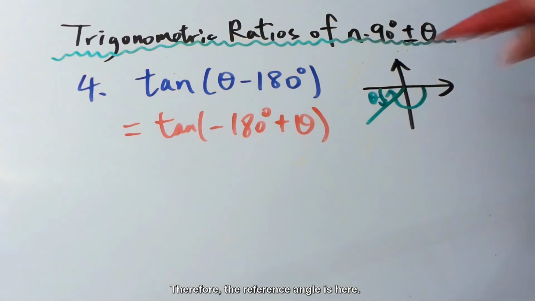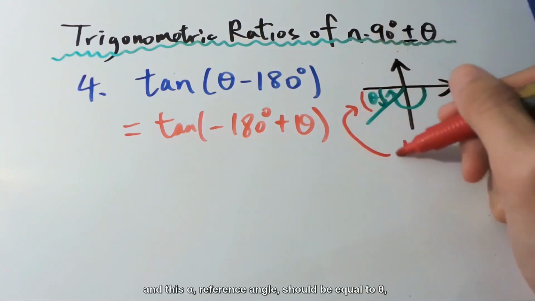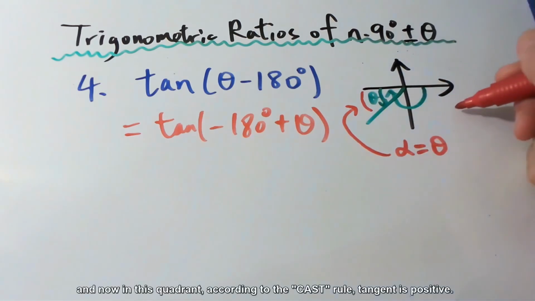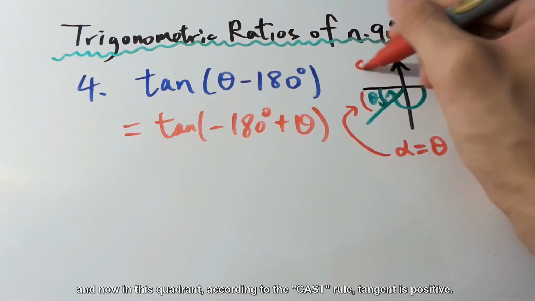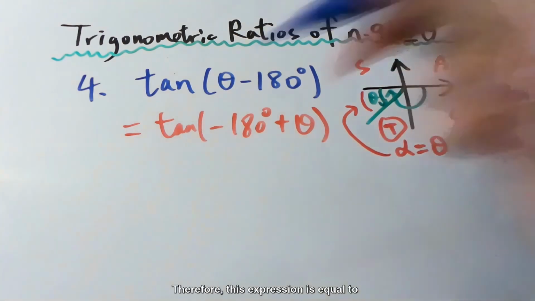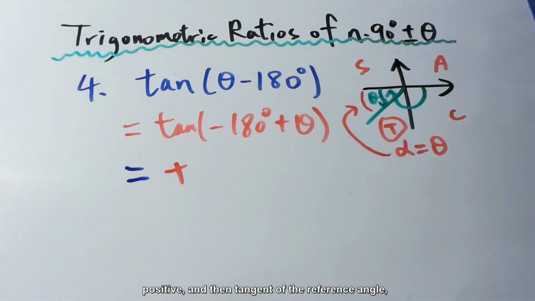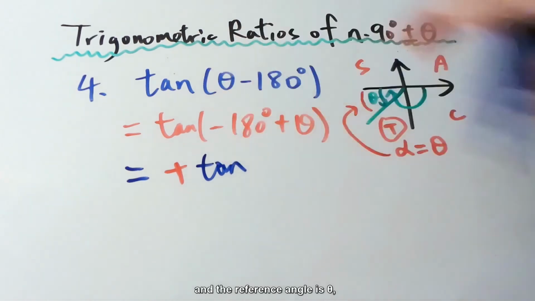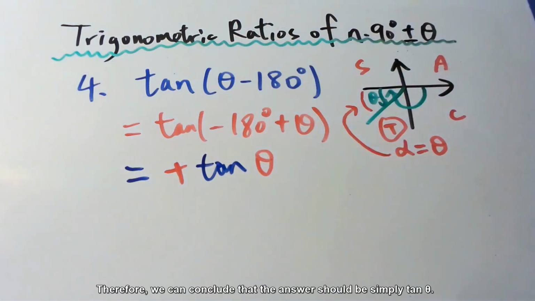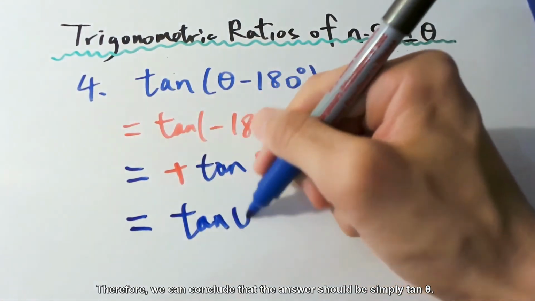Therefore, the reference angle is here. This is a reference angle. And this alpha reference angle should be equal to theta. And now in this quadrant, according to the cast rule, tangent is positive. Therefore, this expression is equal to positive and then tangent of the reference angle. And the reference angle is theta, so that means that's plus tangent theta. Therefore, we can conclude that the answer should be simply tangent theta.